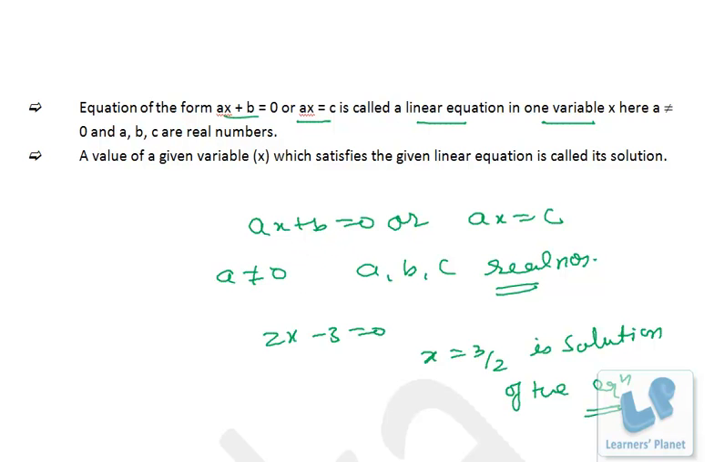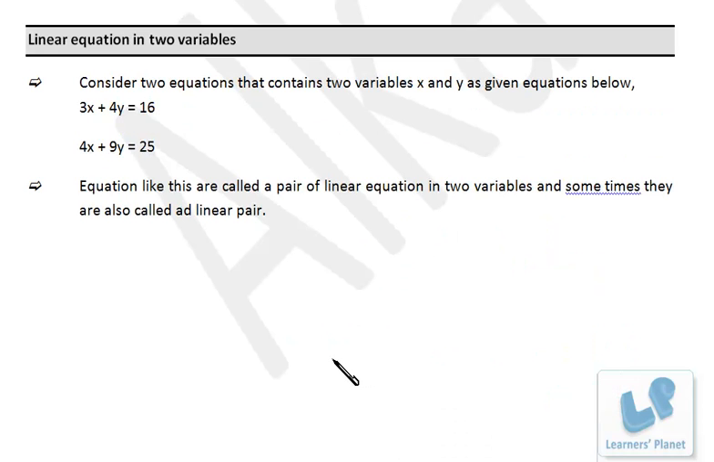Okay, so this is what a linear equation in one variable is. Similarly, we have linear equations in two variables. Now we can see there are two equations, 3x plus 4y is equal to 16 and 4x plus 9y is equal to 25, right? Now we call them a pair of linear equations in two variables, or we can call them a linear pair also. We can see the variables are x and y. Here x and y are the variables, and 3, 4, 16, 4, 9, 25, all of them are constants, right? So this is what a linear equation in two variables is.